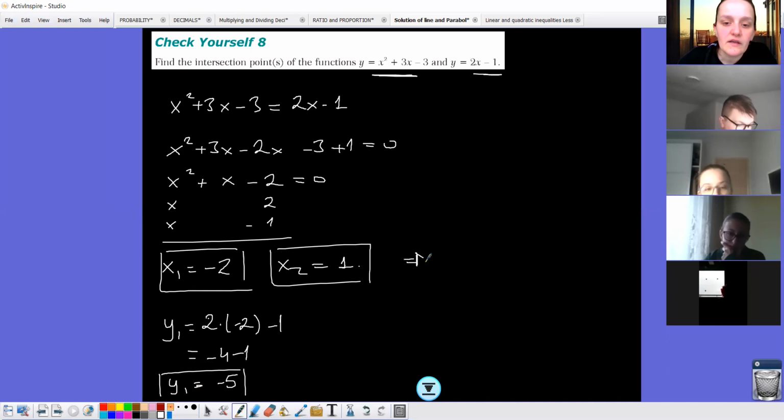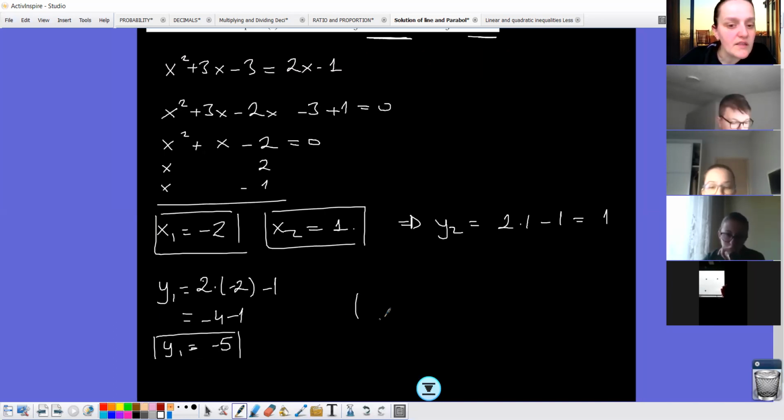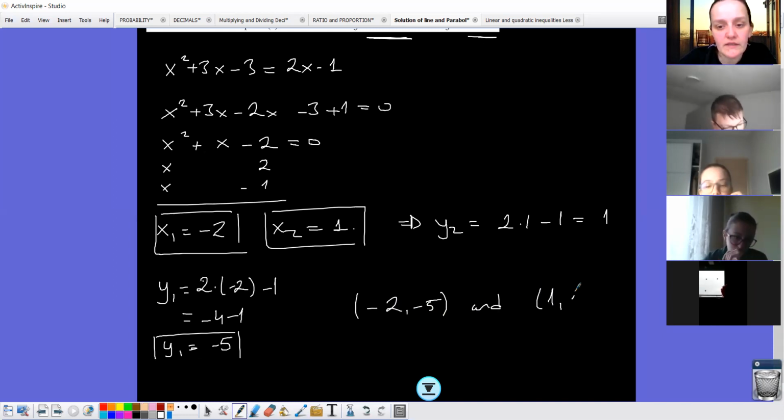And y2 will be 2 times 1 minus 1, which is 2 minus 1, so 1. So how can we write the points? The intersection points are (minus 2, minus 5) and (1, 1).